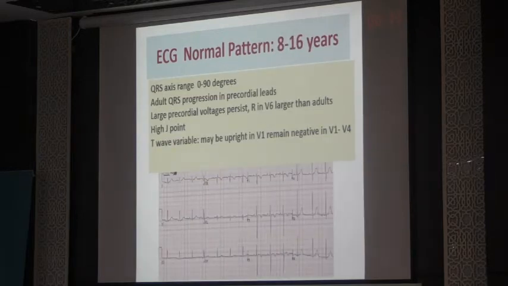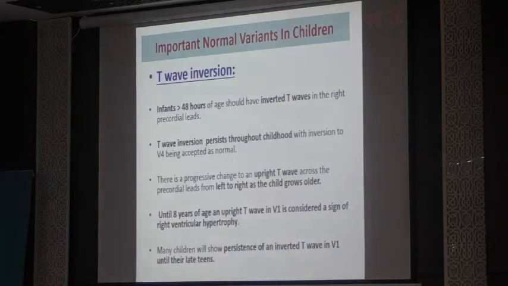Between 8 to 16, a QRS range from 0 to 90, other QRS progression is fine. V6, R in V6 larger than adults. High J point will be present, we will talk about it again. T wave variable, may be upright in V1 but remains negative in V1 to V4, and this is to late ones. The T wave is very important, so we will talk about the normal variants in children.